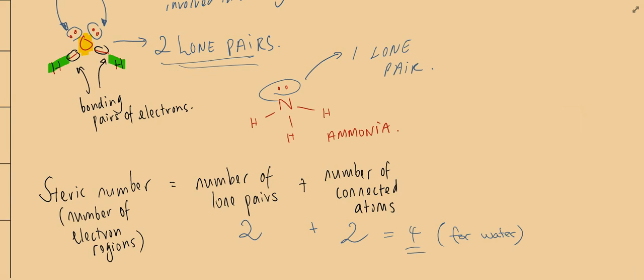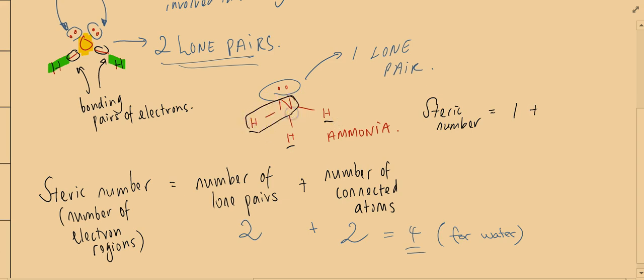You have a go at working out the steric number of ammonia. So you can pause the video to figure that one out for yourself. But ammonia has 1 lone pair. So we go 1 lone pair plus number of connecting atoms. And there's 1, 2, 3 connecting atoms to nitrogen. So we can see that there's 3 connecting atoms, okay? Which makes the steric number 4, like water.